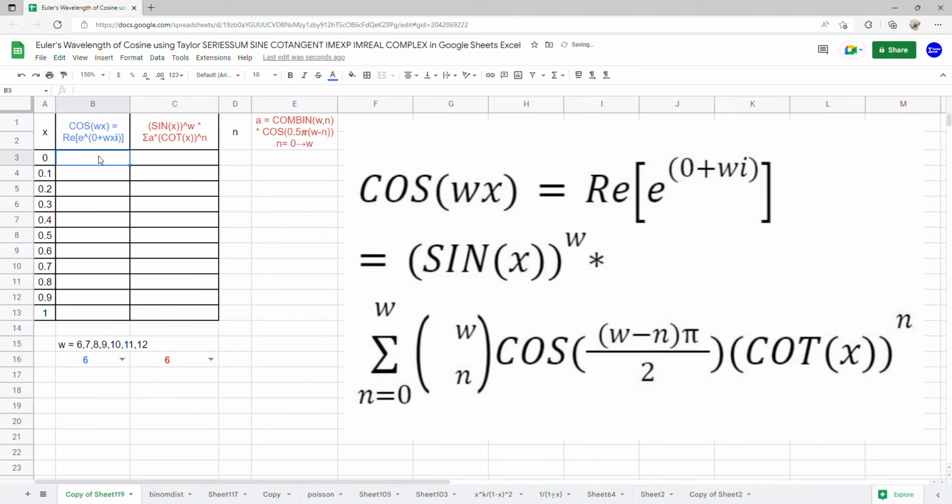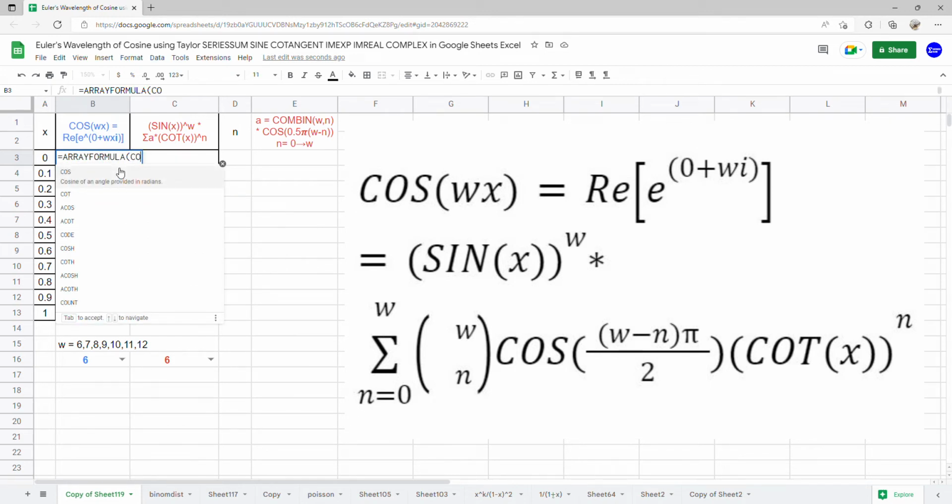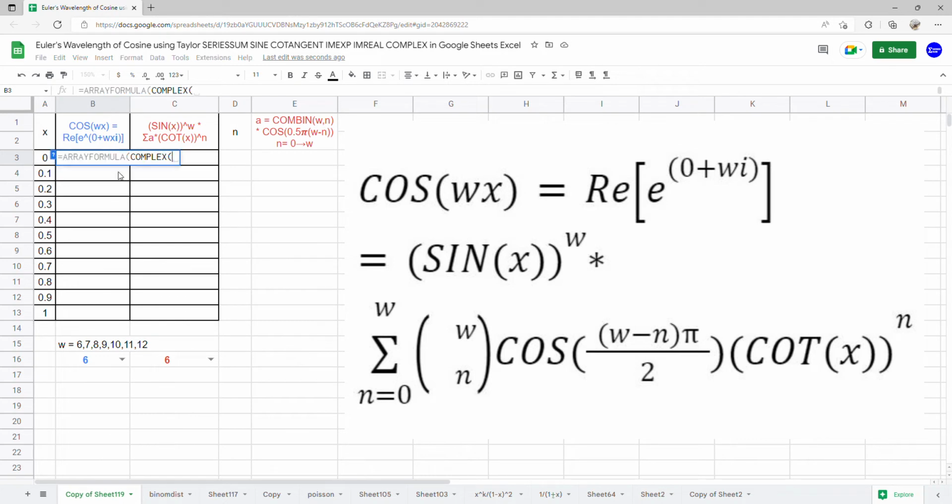Now the cosine, which is in the form of Euler's IMEXP. So this is equal to array formula. We begin with the complex 0 plus WIX. So that is 0, comma, because it's I, so it's comma, WX. So W times X.